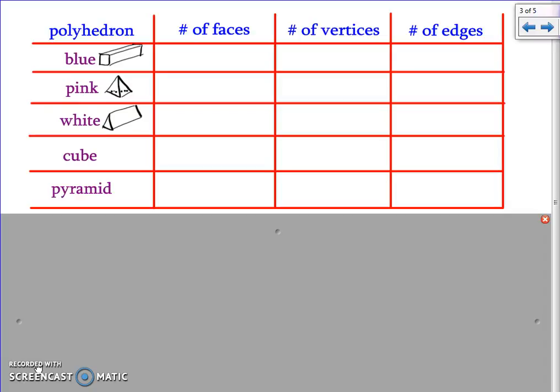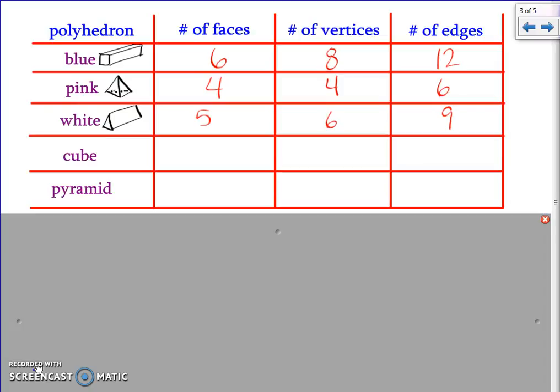So how many faces were on the blue one? Six. Good. Vertices? Eight. Twelve. We'll go with 12. Okay, what about the pink one, which was a triangular prism? Four. Six. This one? Five. Six.